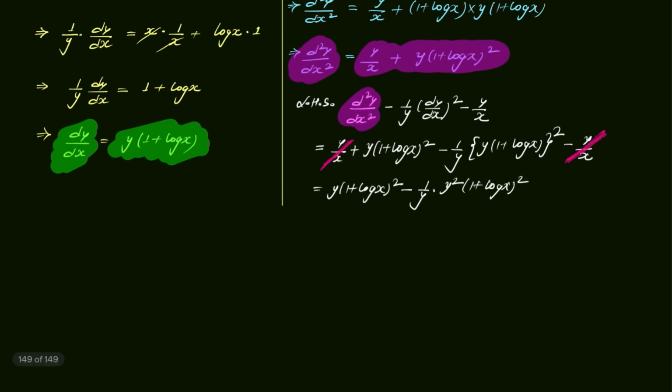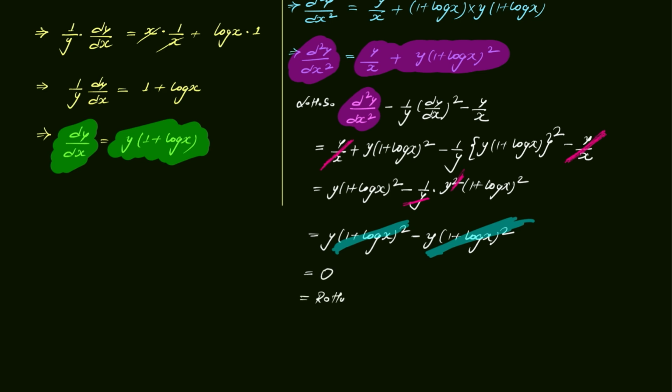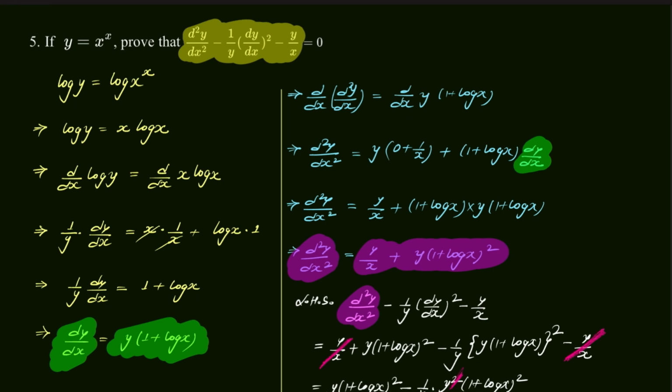And if you see, this y and the square are getting cancelled, so we will have y into (1 plus log x) whole squared minus y into (1 plus log x) whole squared. Therefore this term and this term will also get cancelled as they are the same but the signs are different, and hence my final answer is 0, and this 0 is on the right hand side of the equation. That means we have proved the given equation.